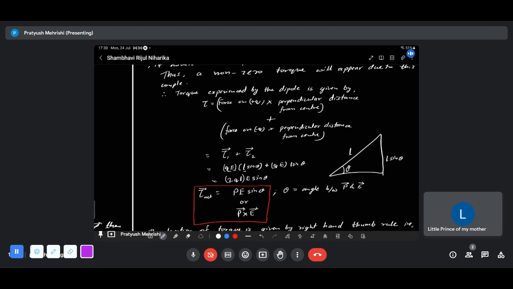What is torque? Torque is an axial vector whose direction is given by right hand thumb rule. Now this torque is nothing but q into E into L sine theta. Well, q into E is what? Q into E is the force on charge Q, and L sine theta is what? L sine theta is perpendicular distance. Got it now? Got it, sir.